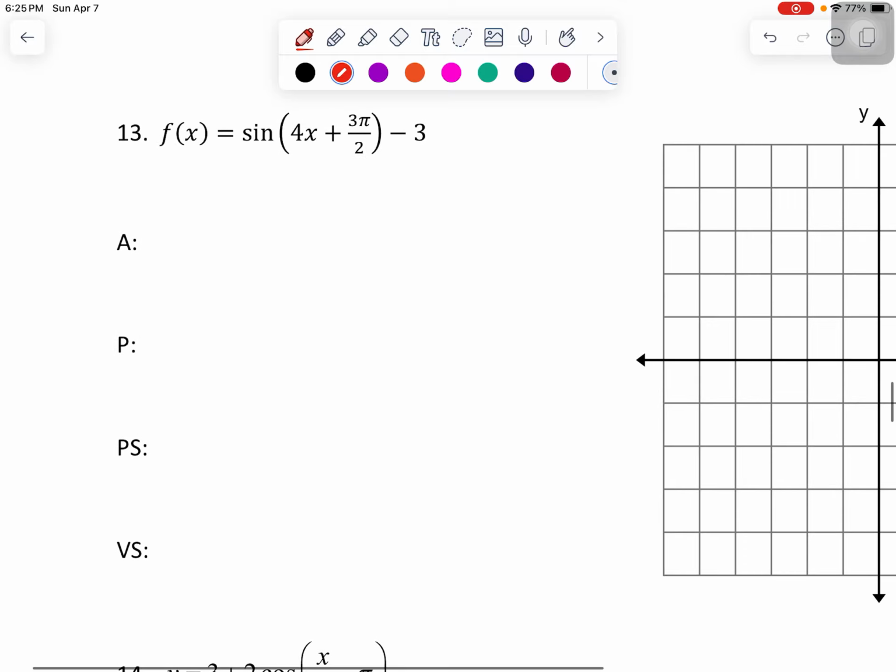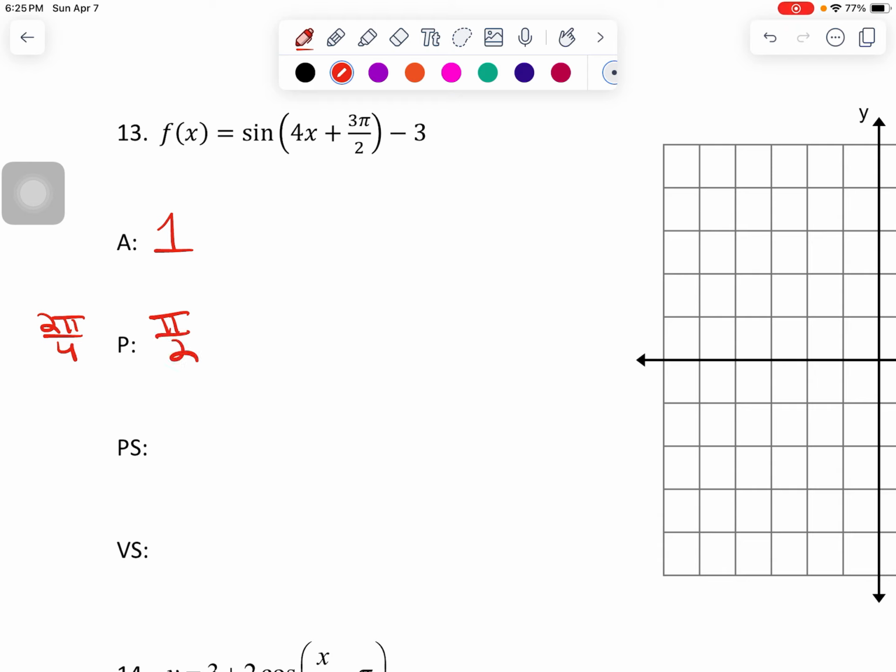So if I zoom in a little bit, amplitude here, there's no number in front, so we assume an amplitude of 1. Period. I'm going to take what's being multiplied by the x, in this case the 4. Standard period's 2 pi. We're going to divide by 4, so that's going to be pi over 2.